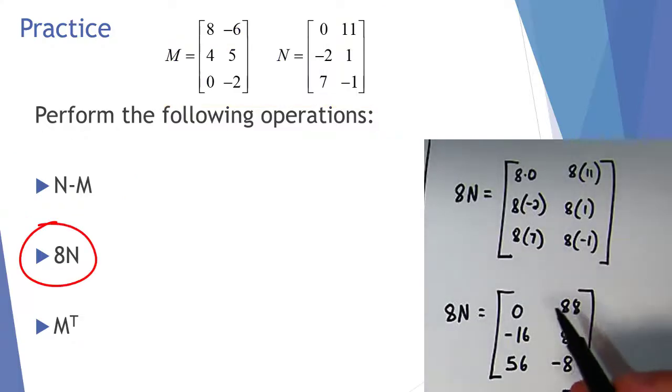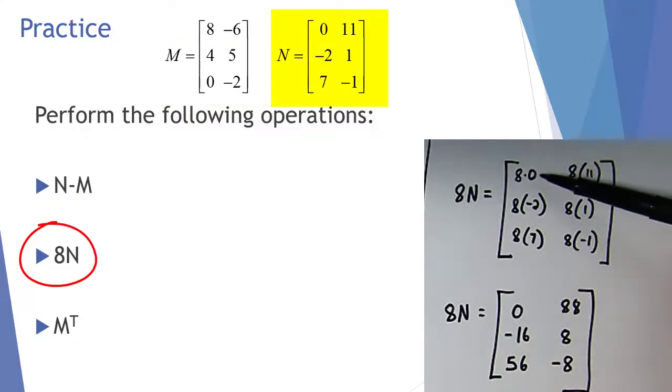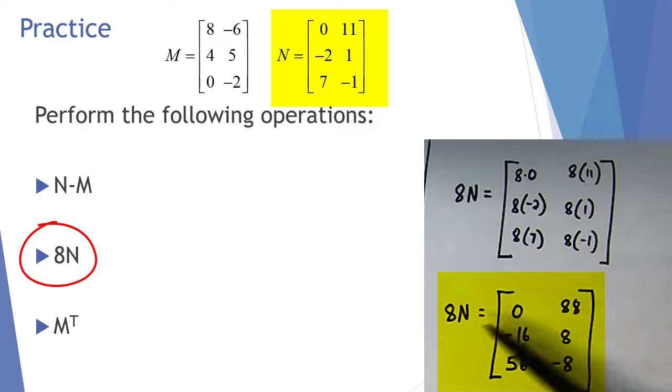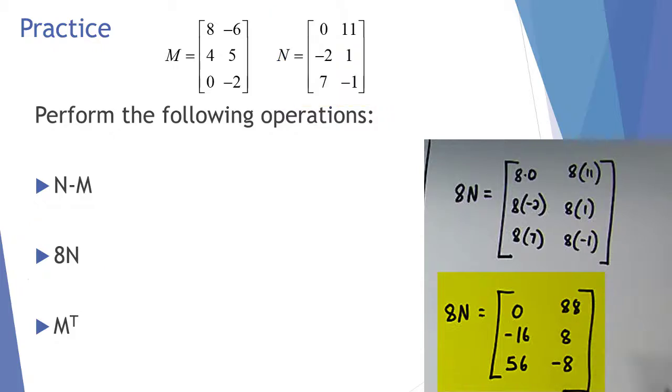8n, we're going to multiply all the elements of n by 8. So 8 times 0, 8 times negative 2, and 8 times 7, 8 times 11, 8 times 1, and 8 times negative 1 gives us a new matrix 8n of 0, negative 16, 56, 88, 8, and negative 8. If you got those, nice job.